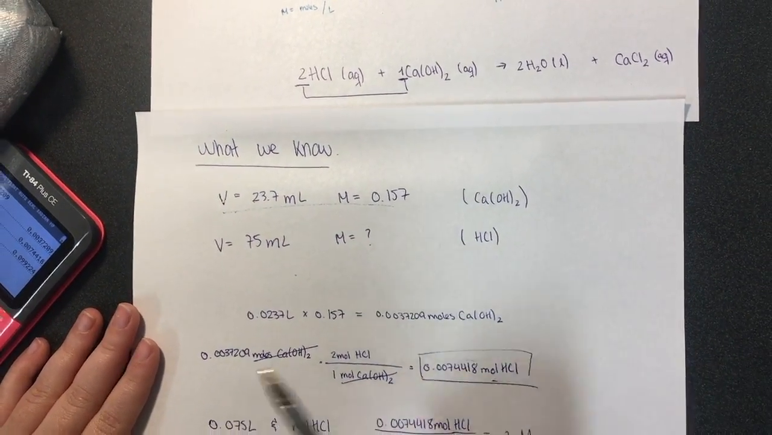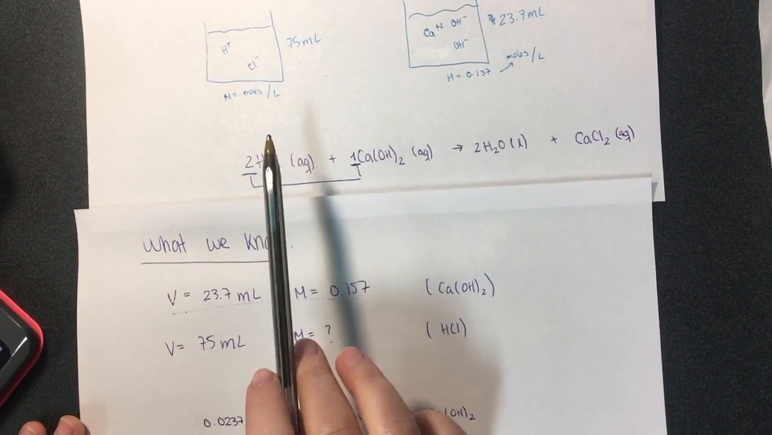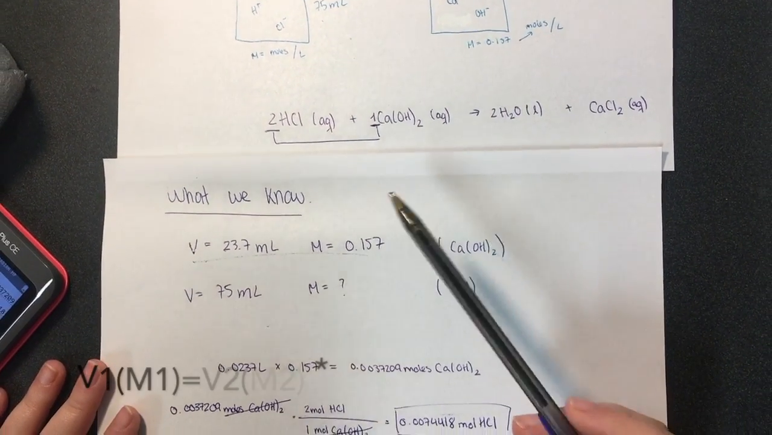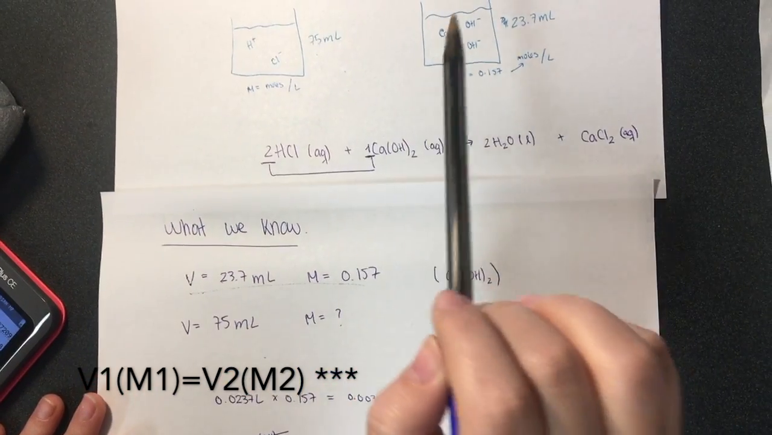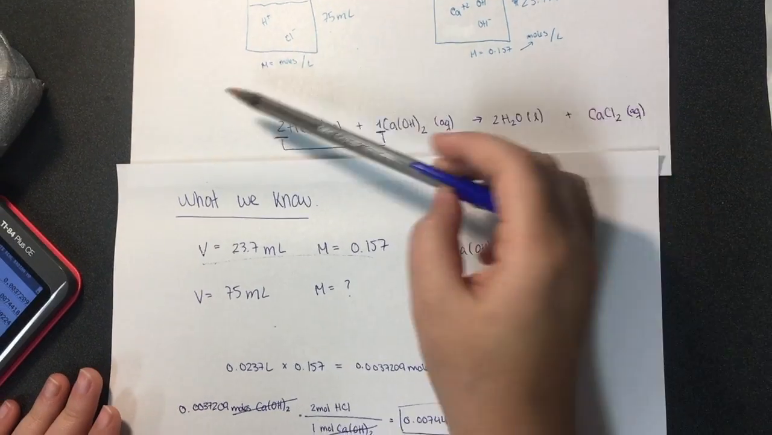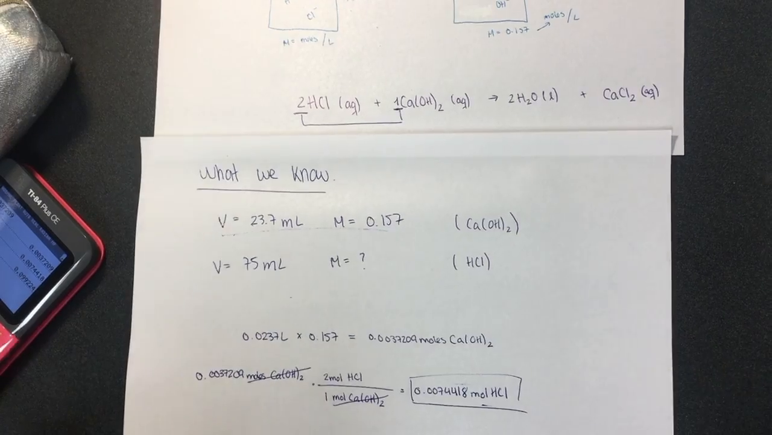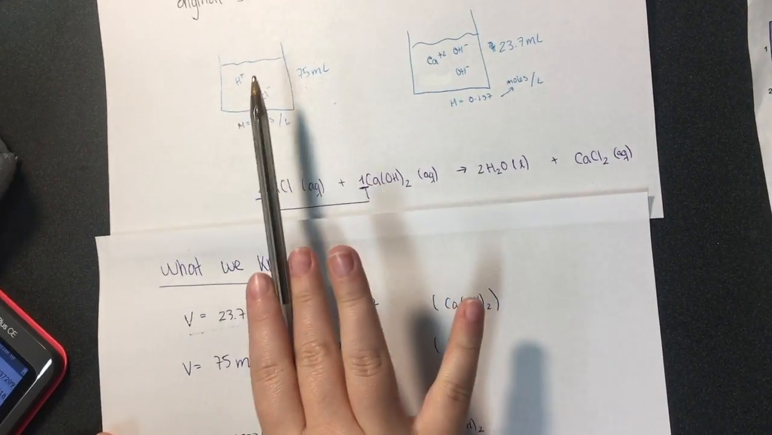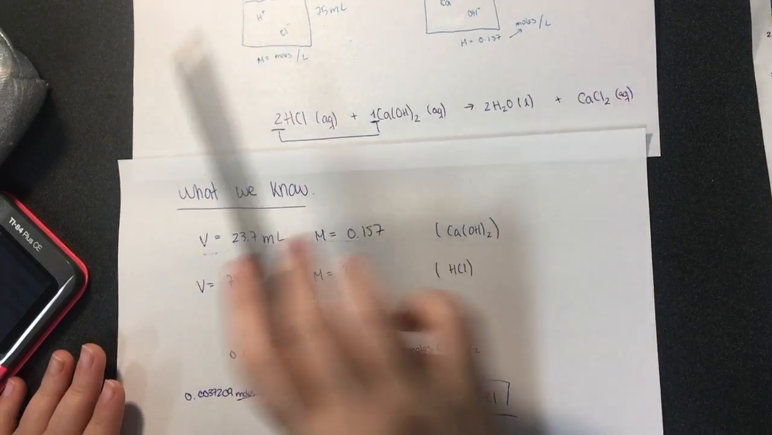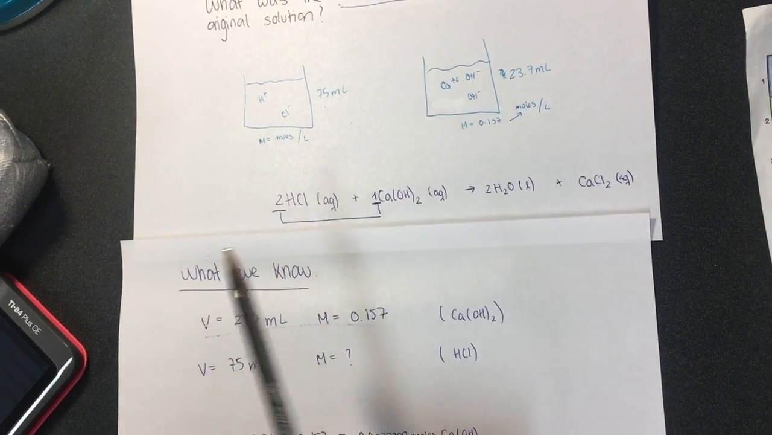And also always remember that you can use the stoichiometry to go from moles of one molecule to moles of the other molecule. You can't use V1 M1 equals V2 M2 to figure out the concentration because we're not talking about the same units per se. We're not talking about moles of calcium hydroxide and moles of calcium hydroxide. We're talking about two different molecules, and therefore the amounts, because of the stoichiometry, will be different.